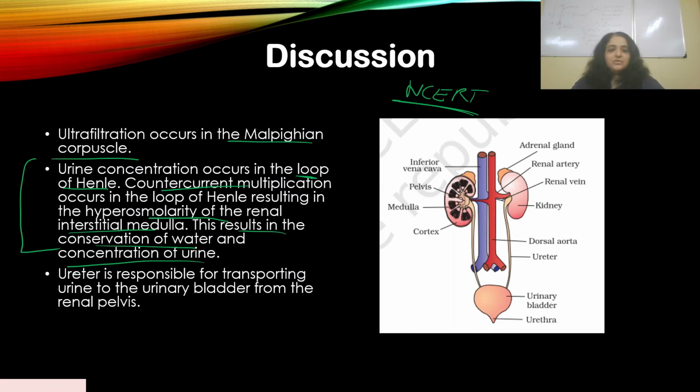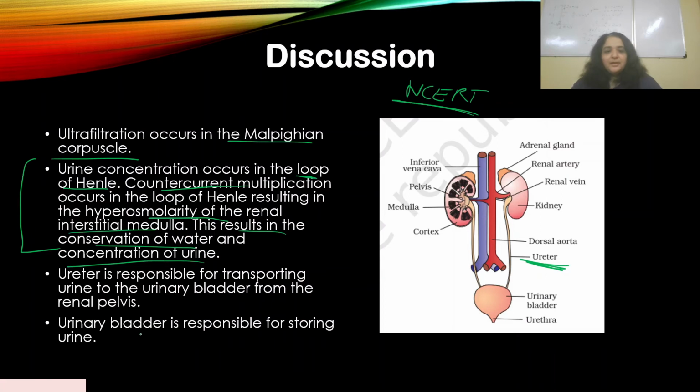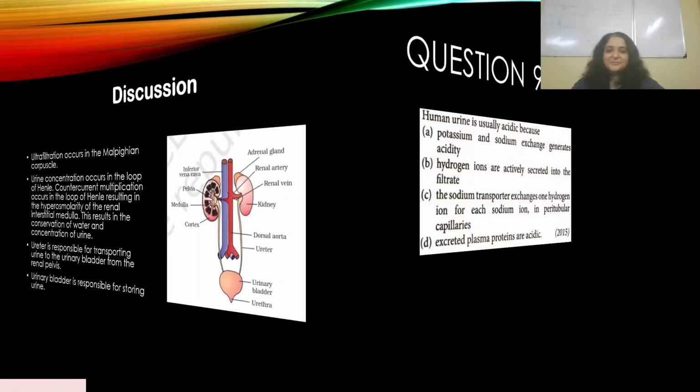Ureter is responsible for transporting urine to the urinary bladder from the renal pelvis. Okay, you see the ureter over here, and the urinary bladder is responsible for storing urine over here. Okay, clear? Let's move on to the next question.